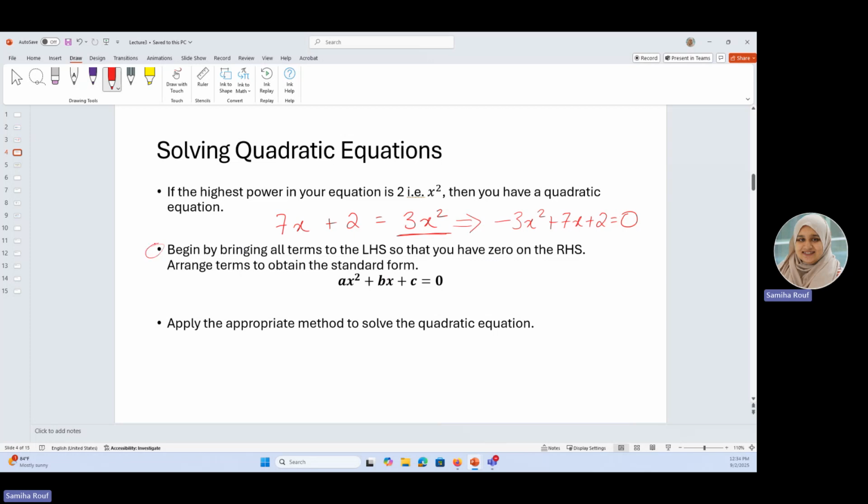So that's what bullet point number 2 is saying. Begin by bringing all terms to the left-hand side so that you have 0 on the right-hand side. Arrange terms to obtain the standard form. Once it's in the standard form, then we can apply the appropriate methods to solve the equation.